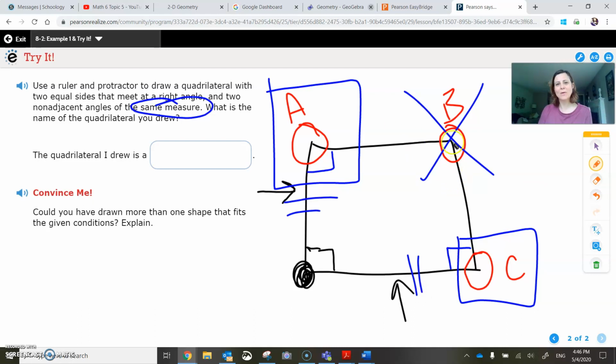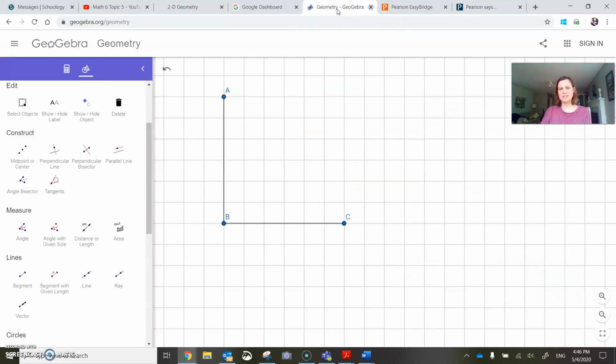So where I want us to start drawing these is in this website called GeoGebra, and it's the geometry version of GeoGebra. So if you'll look up here for me in the little address bar, see it says geogebra.org/geometry. Because if you just go to regular old geogebra.org, it's going to take you to a graphing calculator, kind of like Desmos.